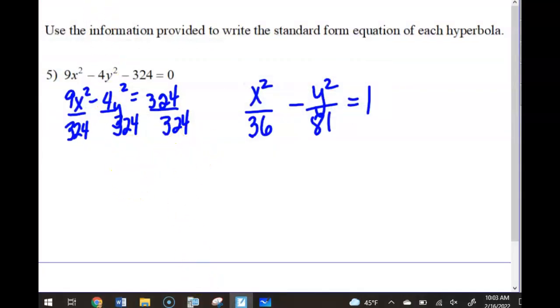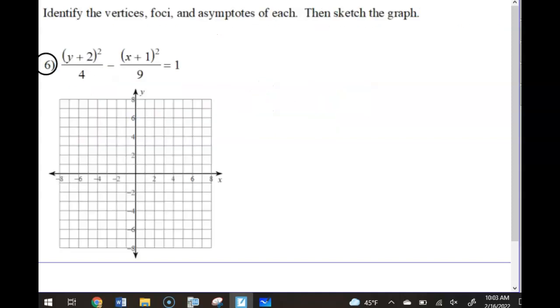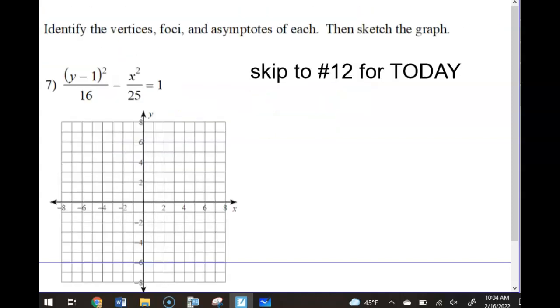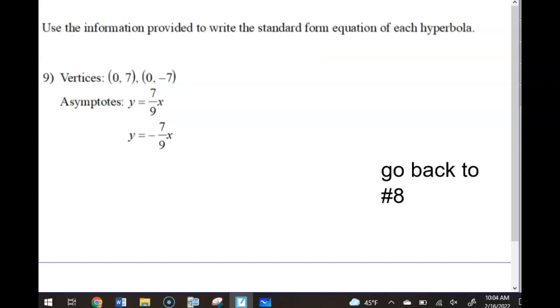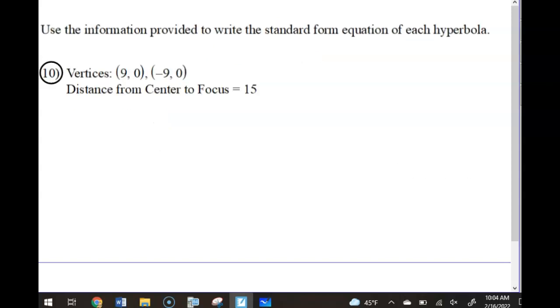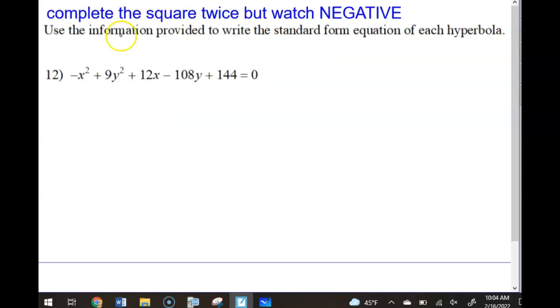All right, we're going to try completing the square. We're going to skip to number 12, and you will watch a video of some of the rest of this. When I'm gone, I will make a little video for you on writing the equations.